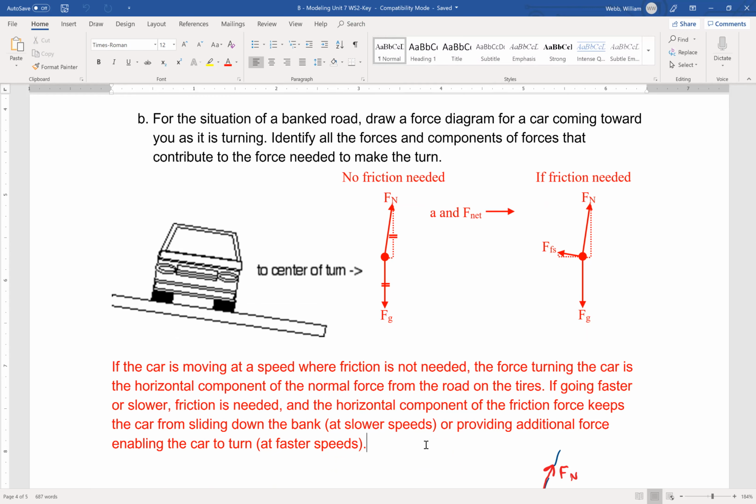And that's where I think their second diagram is a little bit confusing, because I think you would assume that it means if friction is needed and it's driving at a faster speed, and it's actually the other way around for that picture. That's why I'm not crazy about it.